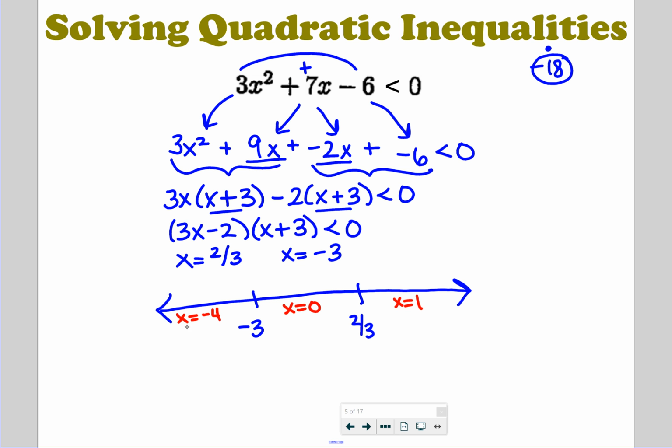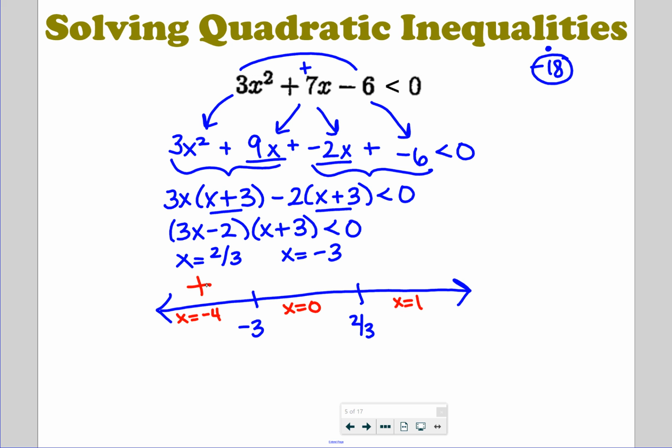And I'm just going to do this quickly, mentally, but you can absolutely plug them into your calculator. Be careful with the negative numbers. Make sure you put the negative in parentheses. So if I plug -4 in, -4 squared is 16, times 3 is 48. Plus 7 times -4 is -28. So that gives me 20, minus 6 is 14, which gives me a positive number.